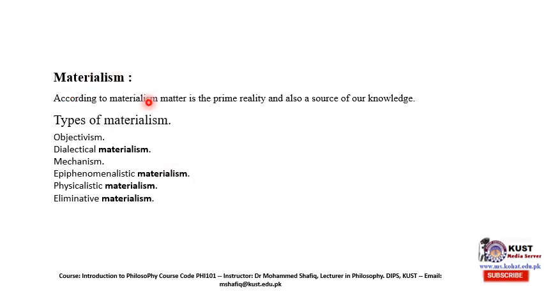Next to it, we have materialism. According to materialism, matter is the prime reality and also the source of our knowledge. So matter is the basic stuff of reality, the primary stuff of the world. We have different types of materialism, like scientific objectivism, a theory in which we objectively verify different types of knowledge. Science has its own methodology, and through those methods, what is objectively verified, we call objectivism. We have dialectical materialism, which refers to the philosophy of Karl Marx, the historical or scientific materialism. We have mechanism, epiphenomenalistic materialism, physicalistic materialism and eliminative materialism. These are the types which will be discussed later on.